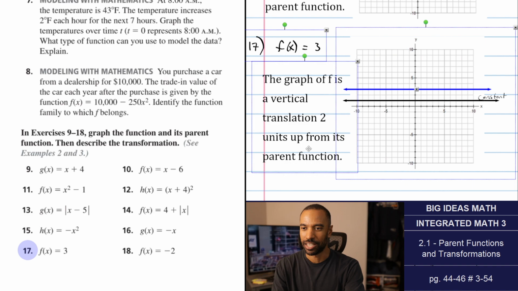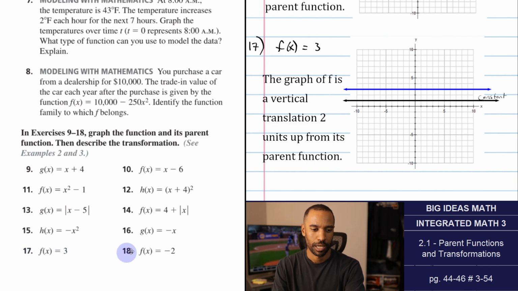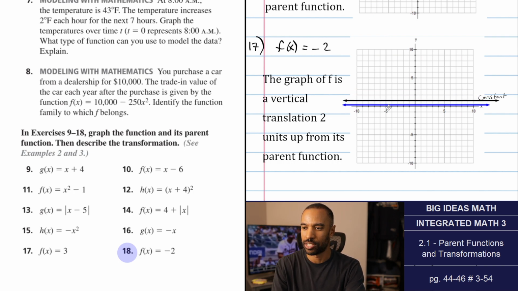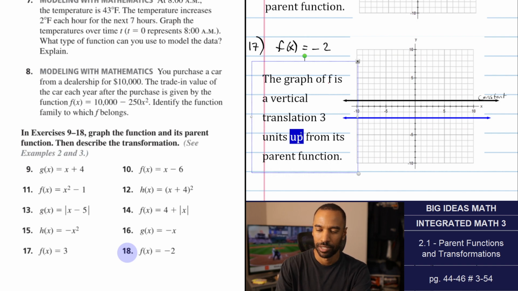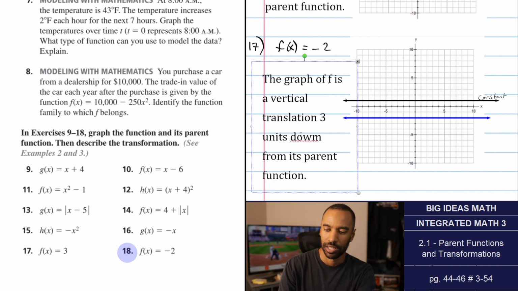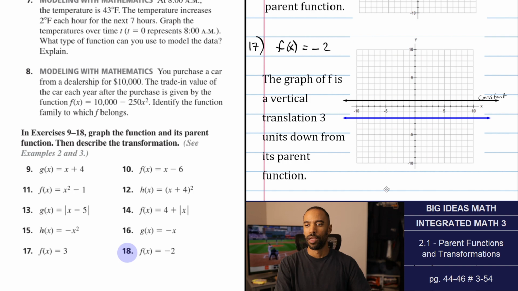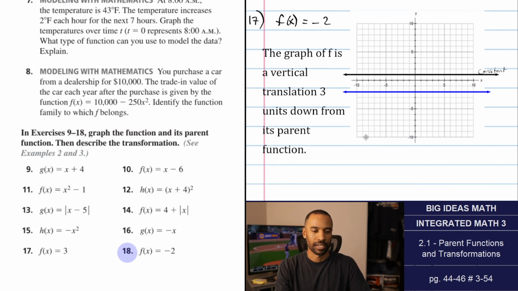Number 18, y'all, f of x equals not 3, but negative 2. So negative 2. Now, negative 2 is down here, so instead of being right here, it's down 1, 2, 3 from where it was before. So 3 units down from its parent function. And then that's the difference there. So it's still a constant, it still does its thing, and that's what we got. Oh, that 17 should turn into an 18, of course.